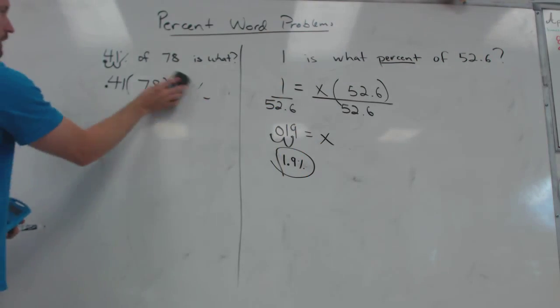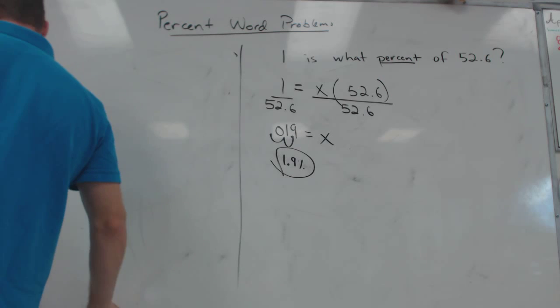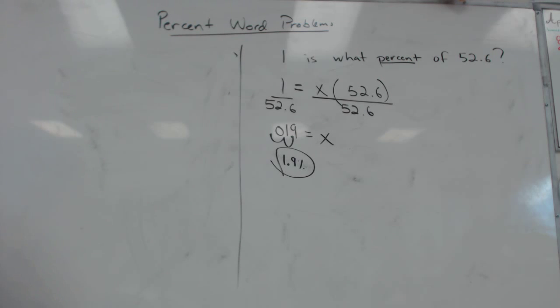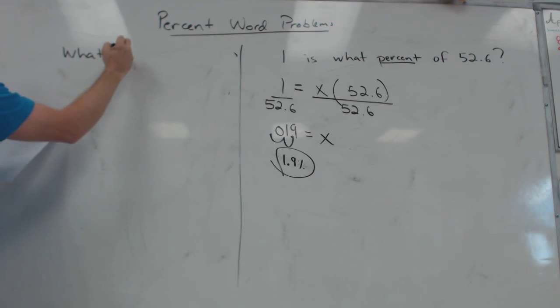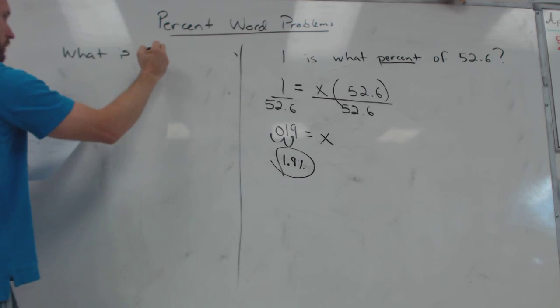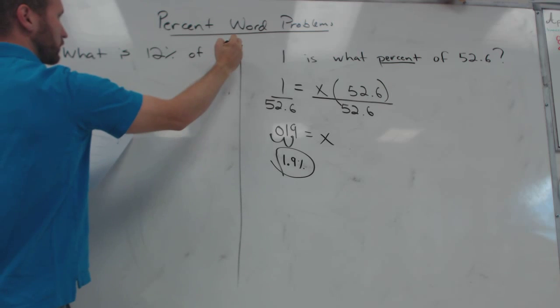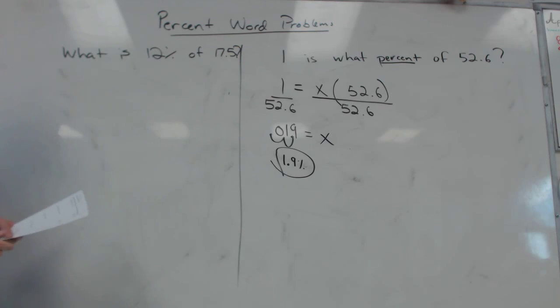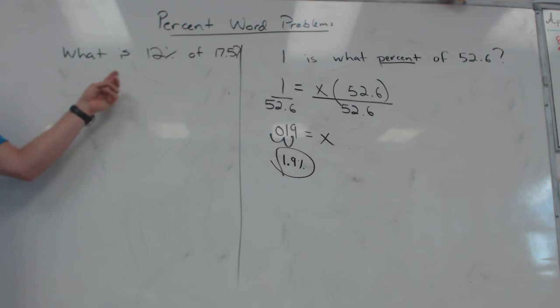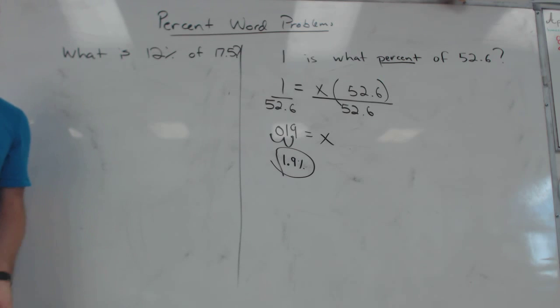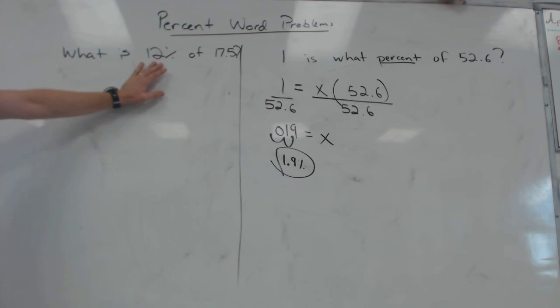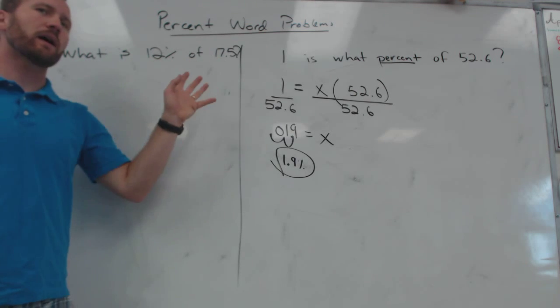All right. I'm just going to keep practicing these. I think I lied. There's another type that we haven't really done. And it's like this: what is 12% of 17.5? We haven't done one quite like that, but it's the same exact process. Let's look at this question. 12% of 17.5.